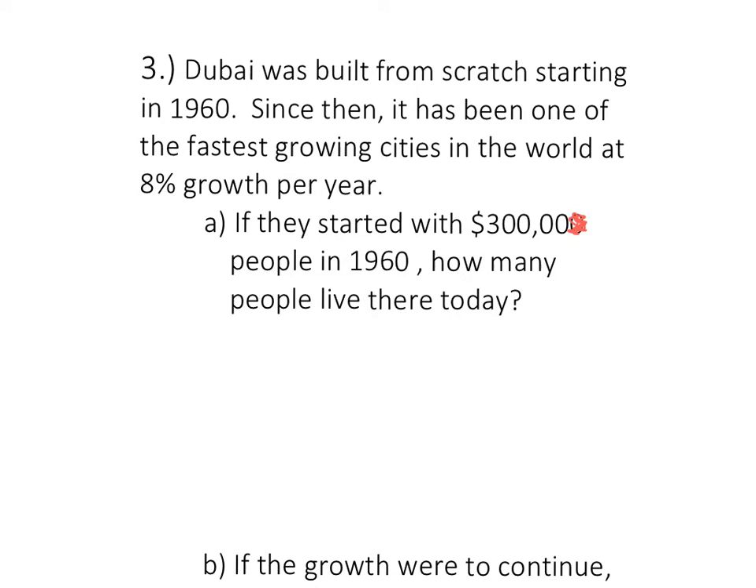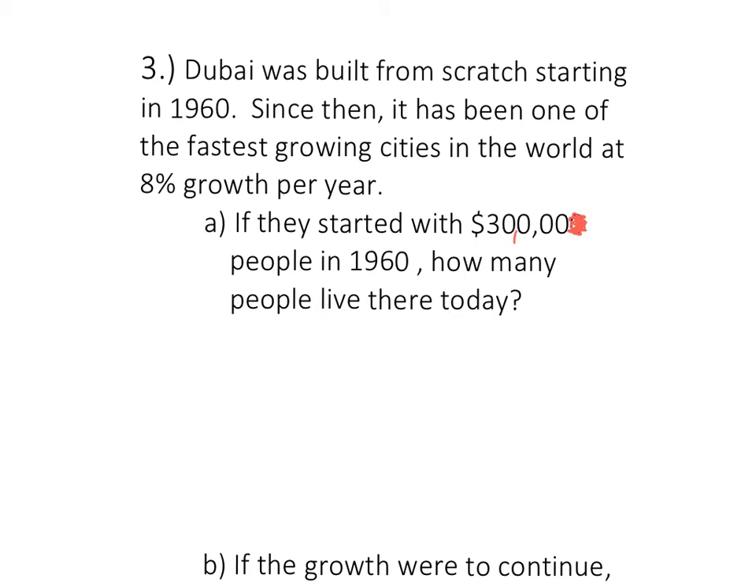It's supposed to be 30,000 right there, not 300,000. Hopefully on the board it says 30,000 and not 300,000. I don't remember. But it started with 30,000 people in 1960. How many people are living there today, assuming 8% growth per year?